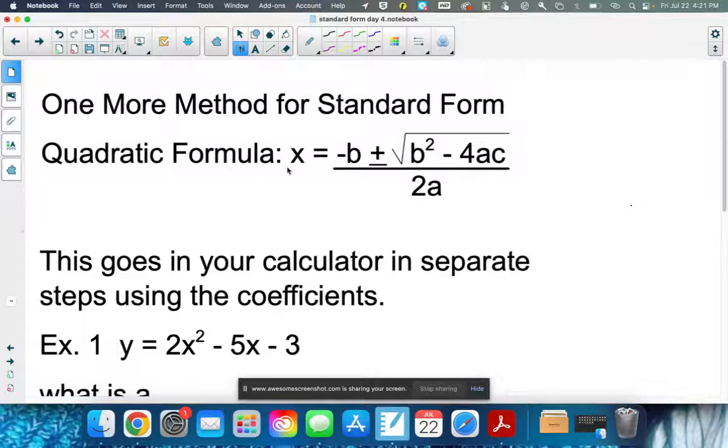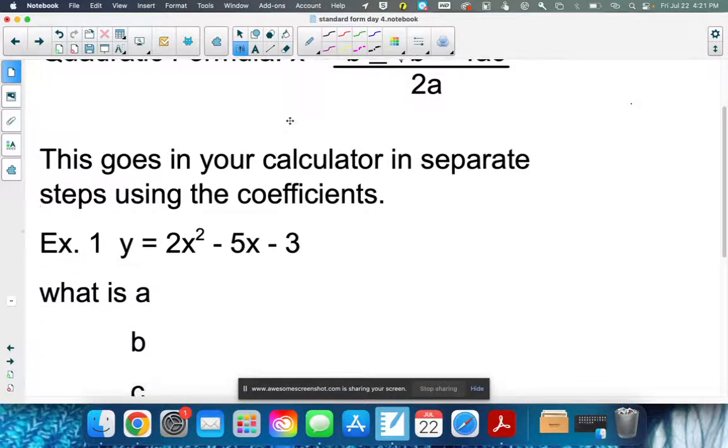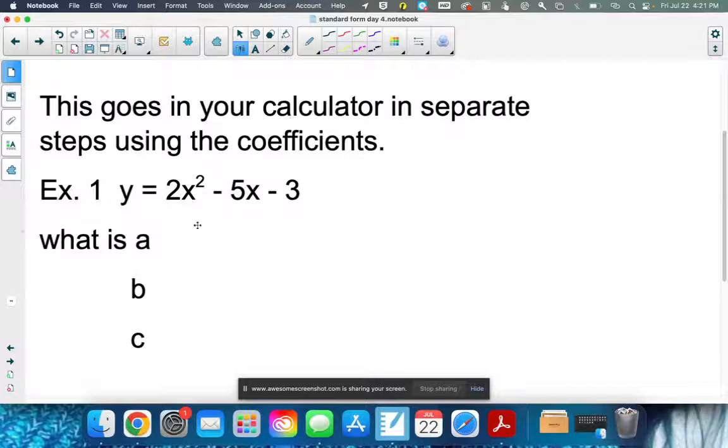Now, I want to remind you, standard form is ax squared plus bx plus c, right? And a, b, and c are all coefficients. So take a look at this formula. b, a, b, a, c. I'm only using my coefficients. That's all I'm using. I don't have to do anything with the variables. Okay, so I'm going to show you how we do this. So first, you always need to pick out a, b, and c. Okay, so a is 2, first coefficient, b is -5, and c is -3.